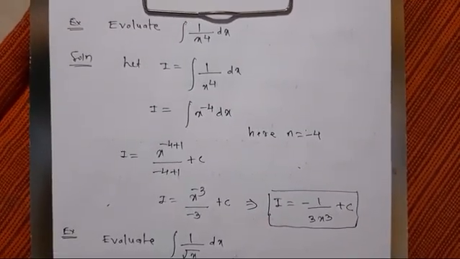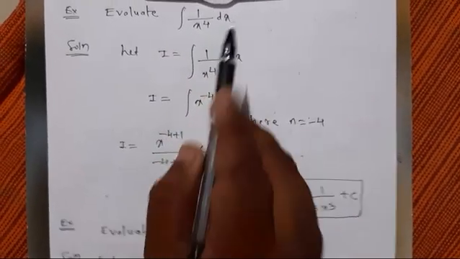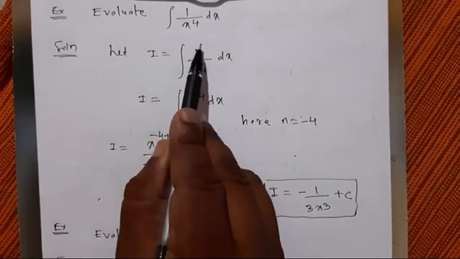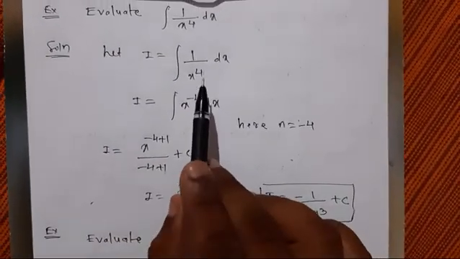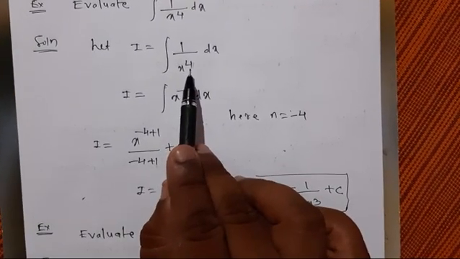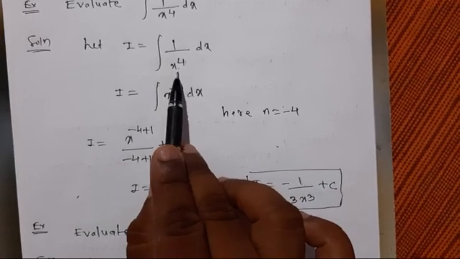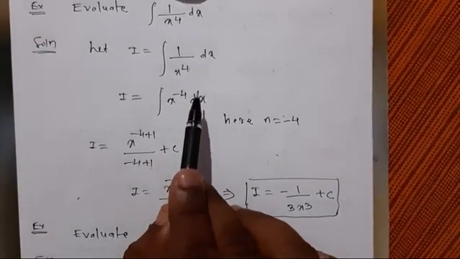We will take one more example. Evaluate integration of 1 upon x to the power 4 into dx. So let us consider I equal to integration of 1 upon x to the power 4 into dx. To apply the formula for x to the power n into dx, I will take this 1 upon x raised to 4 to the numerator.